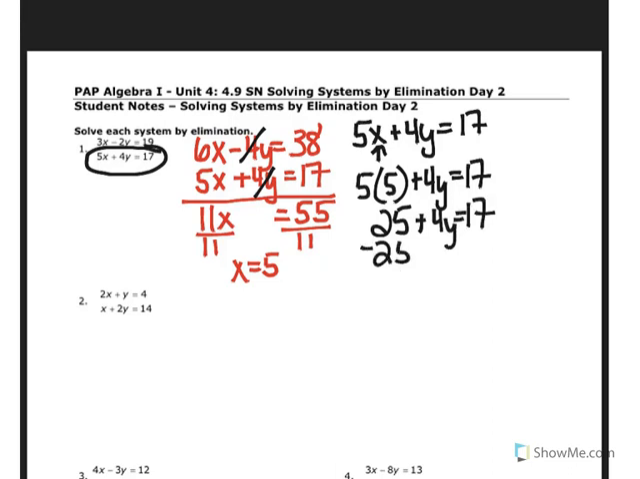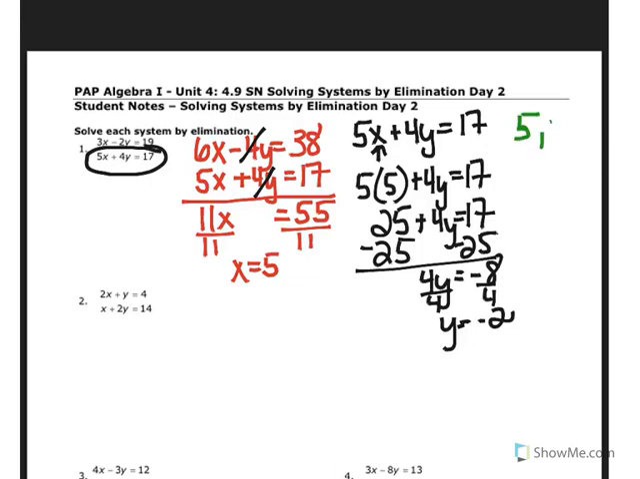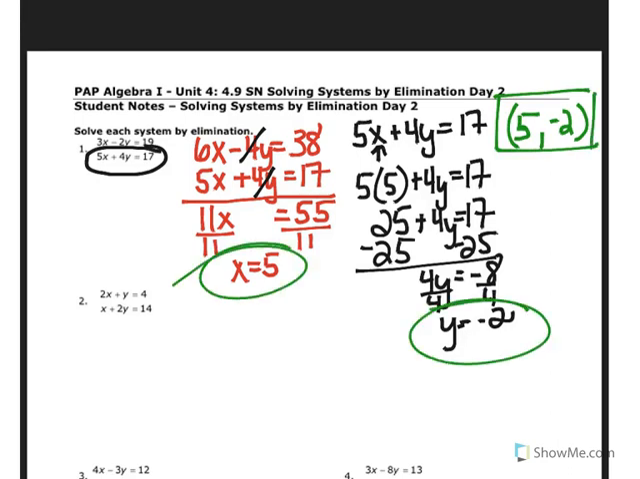Now let's subtract 25 from both sides, and I get 4y equals -8. I'm going to divide by 4, and y is going to equal -2. So our solution to this system of equations is x is 5 and y is -2. There's our coordinate pair. Always write it as a coordinate pair. I don't want to see you go like this and like this. The solution is an x and a y together solves the system.